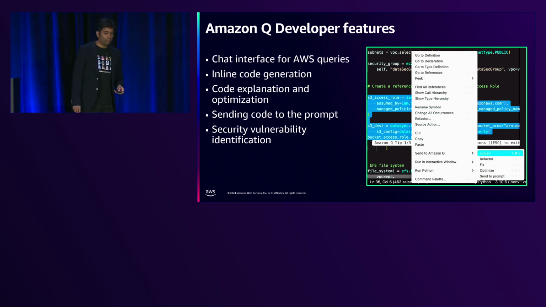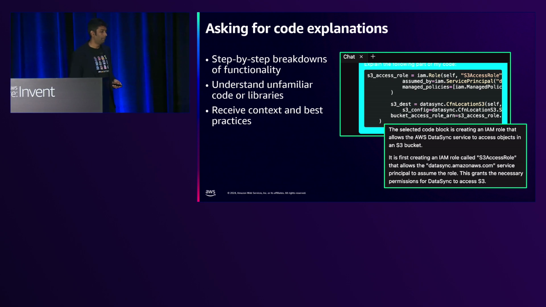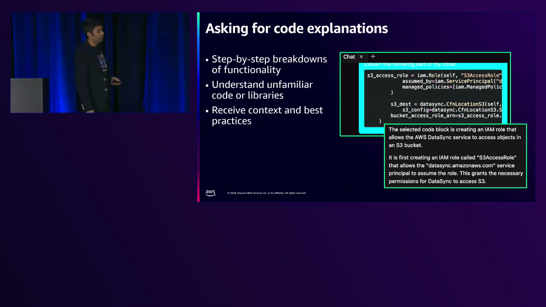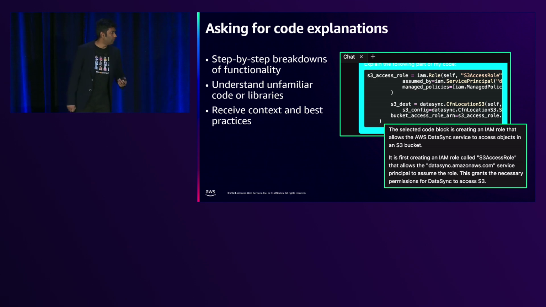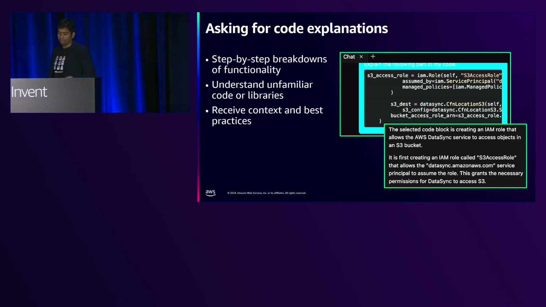You can also make use of Amazon Q for security vulnerability identification. You can ask for code explanation, understand unfamiliar code or libraries, and also receive context and best practices based on the code that is already available in your IDE.